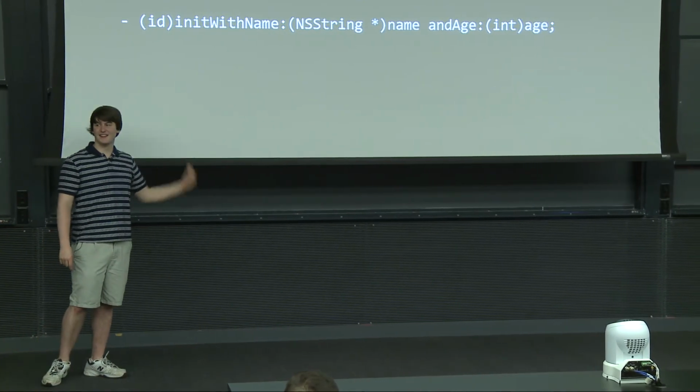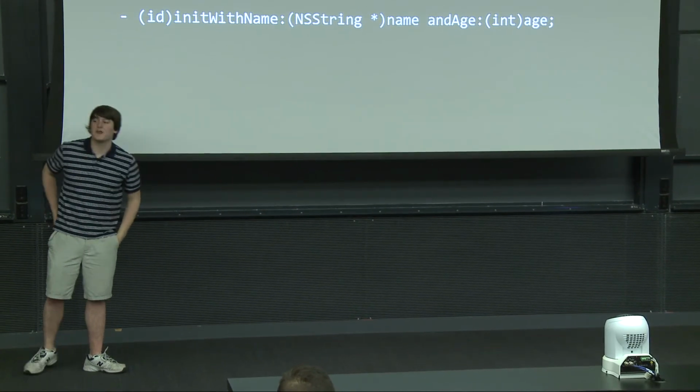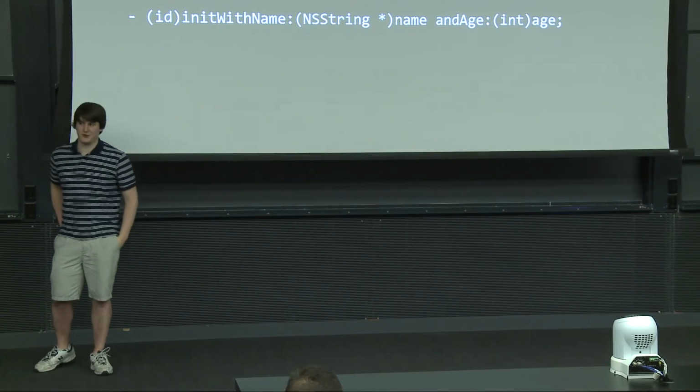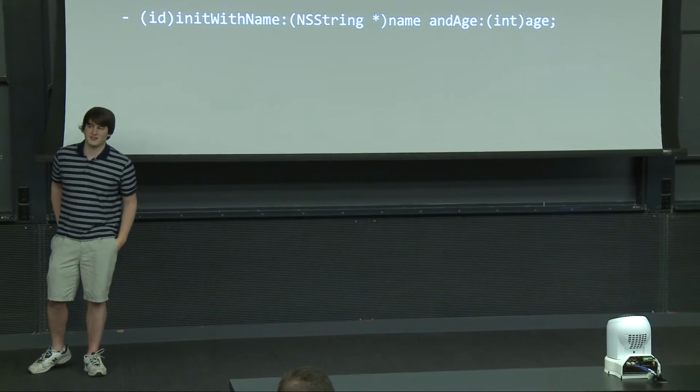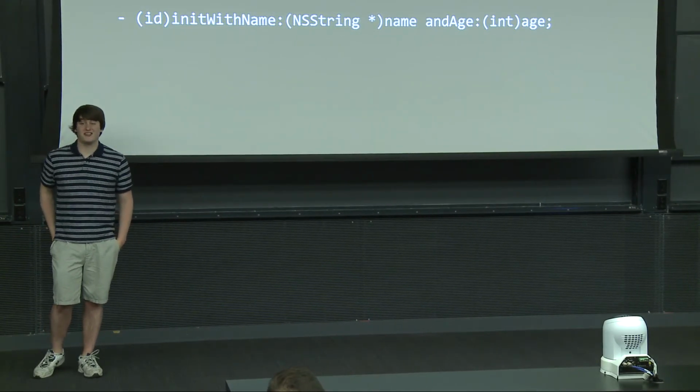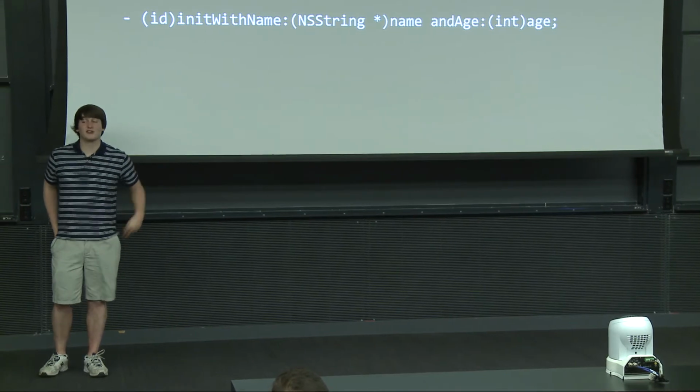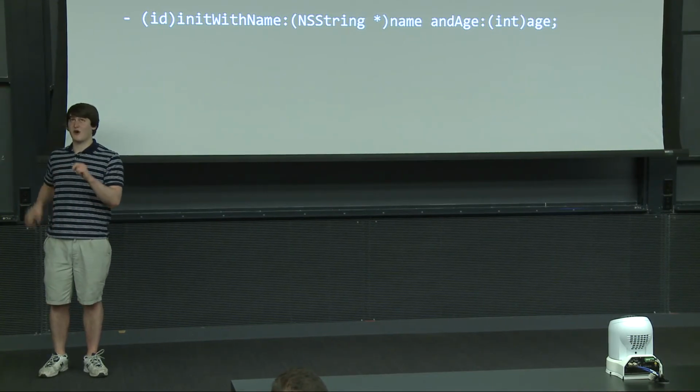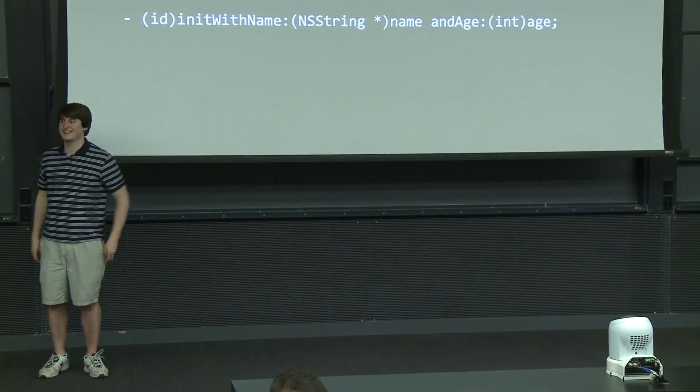Questions? The id is something like void star? Yes, it's very similar to void star, except it's dealing with objects instead of general pointers. And we'll see id in other places too. It's also similar to void star in that automatic casting happens.